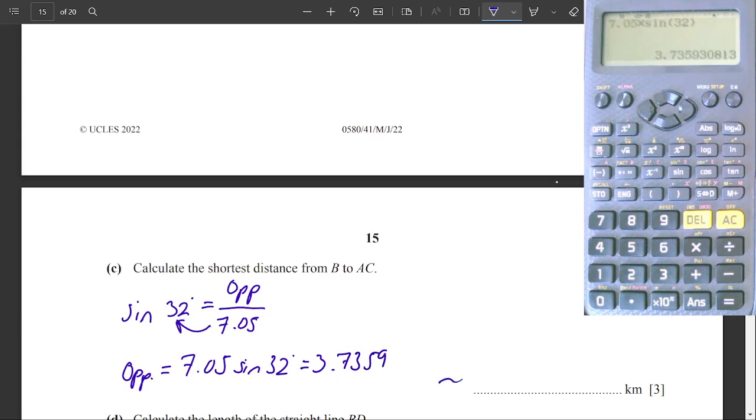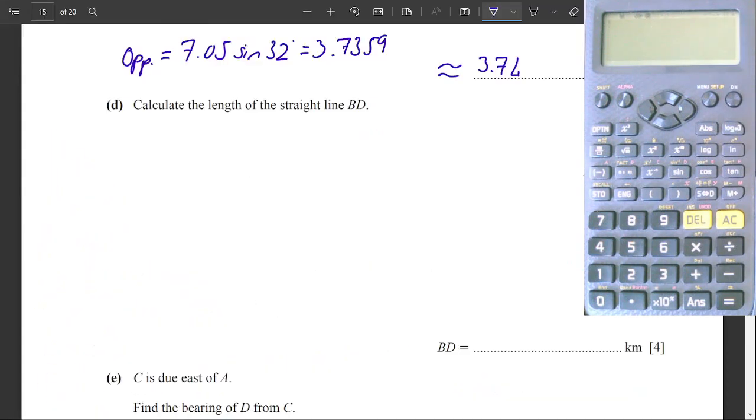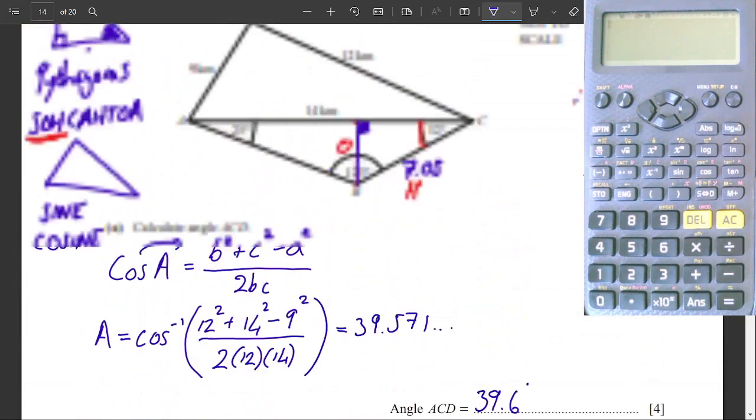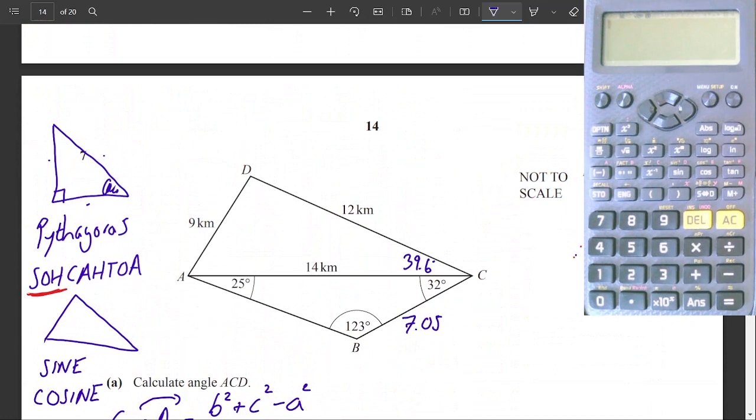3.7359, etc. Rounded to three significant figures, 3.74. Question 7D. Calculate the length of the straight line BD. So we go back here and we draw the straight line BD. So that forms triangles. None of them are right angles. So again, sine or cosine rule.